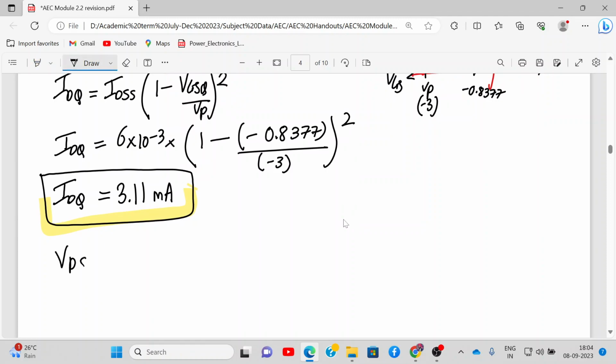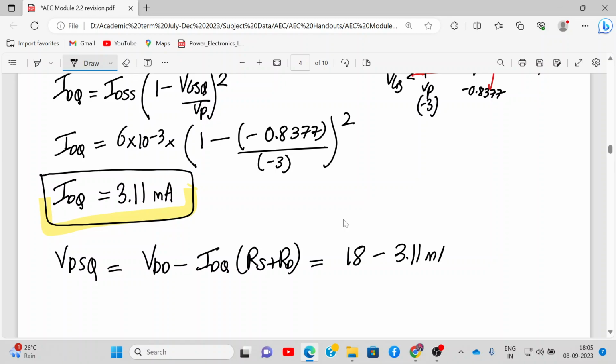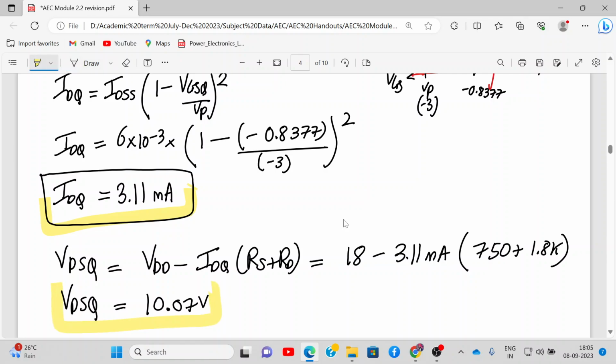Got it? And what is VDSQ now? VDD minus IDQ into RS plus RD. So this is 18 minus 3.11 milli into 750 plus 1.8K. So calculate this VDSQ. This will be around 10.07. Just cross check these answers. Is it coming as 10.07 VDSQ? Yes, sir. Okay, great.